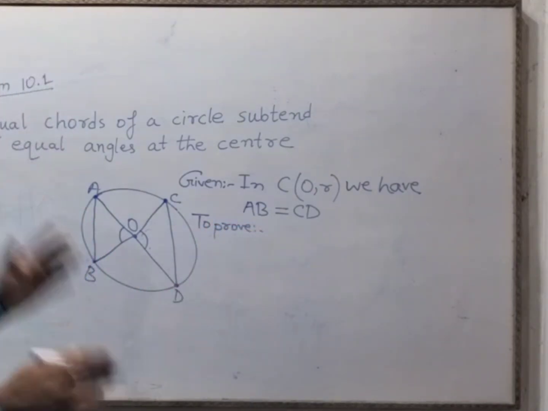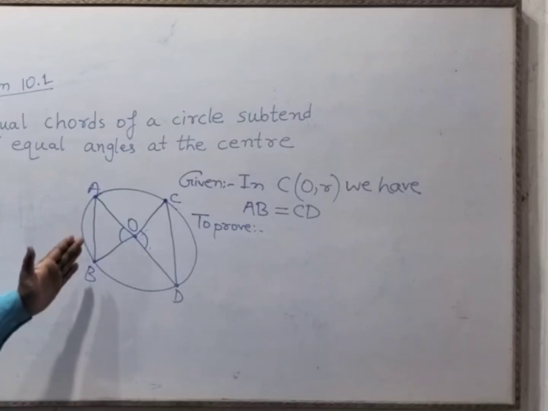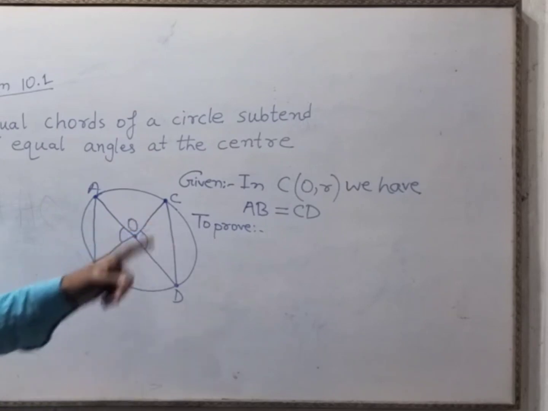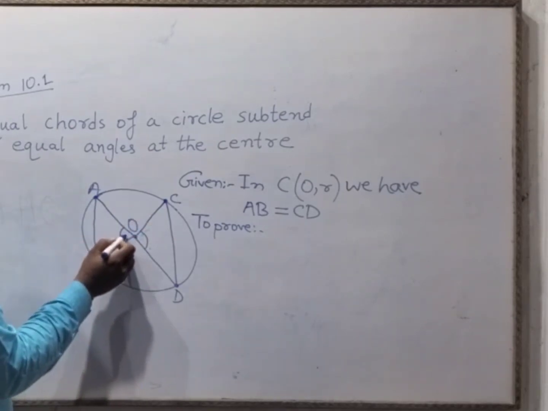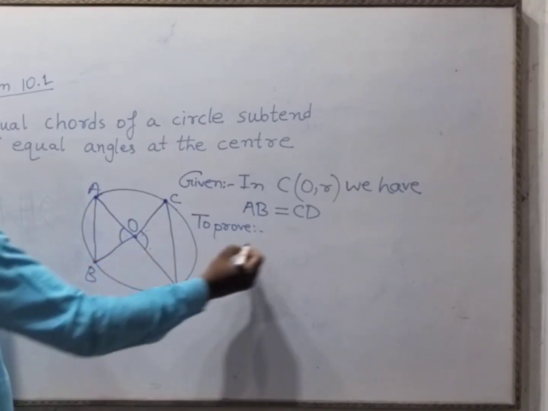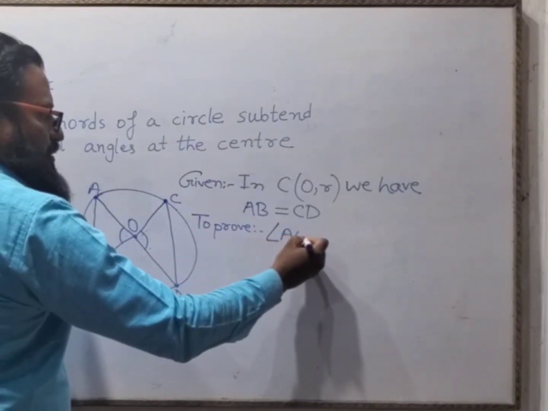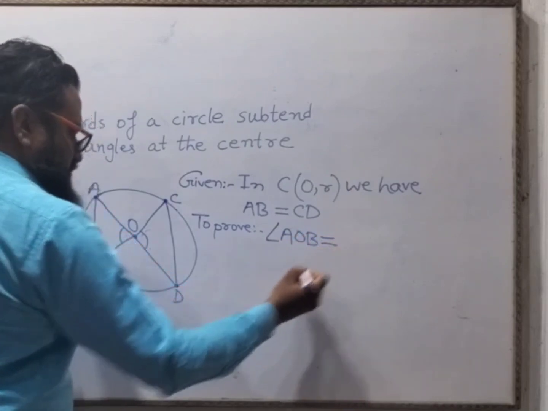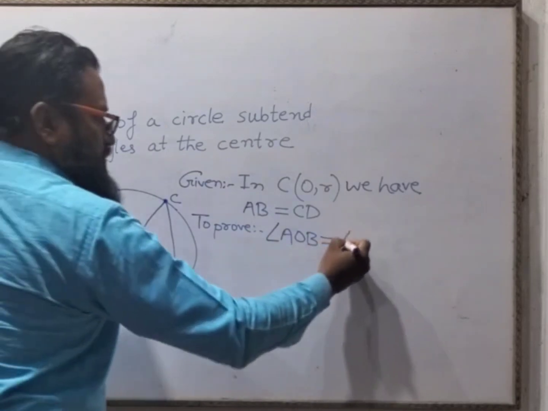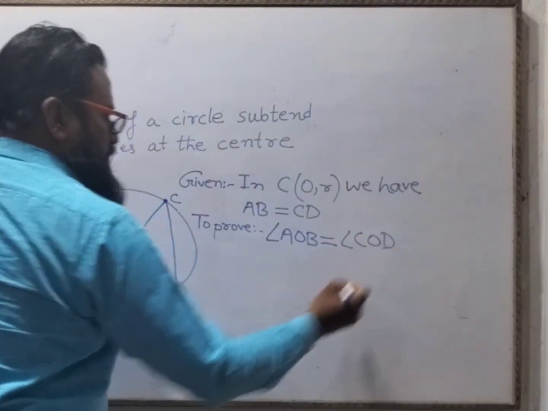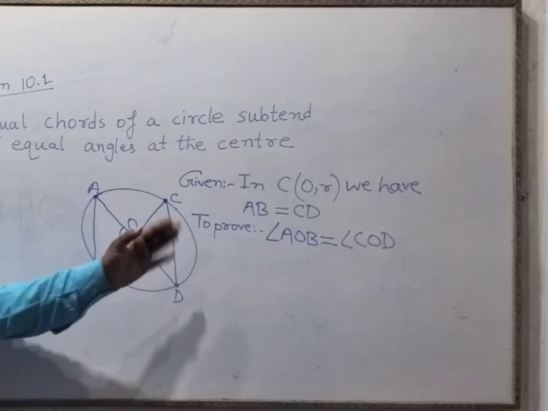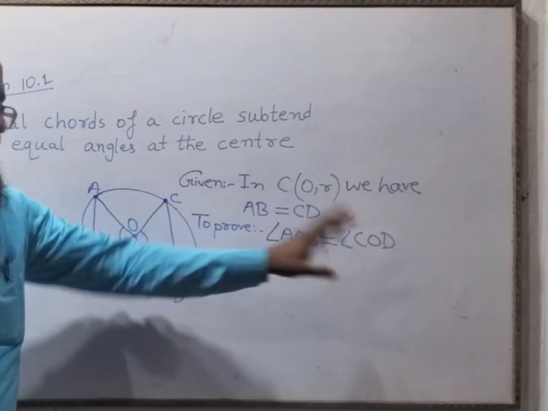What we have to prove? We have to prove that the angle subtended by these chords at the center will be equal. यानी कि this angle name is angle AOB. Angle AOB will be equal to this angle name COD. Okay, this is clear. What we have to prove? We have to prove angle AOB is equal to angle COD.